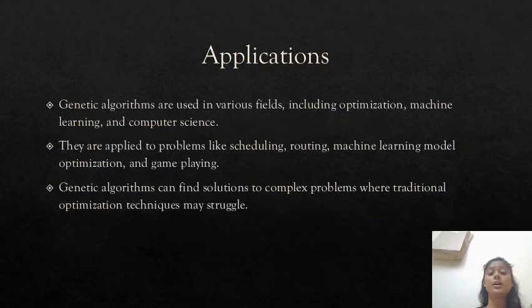Applications. Genetic algorithms are used in various fields, including optimization, machine learning, and computer science. They are applied to problems like scheduling, routing, machine learning model optimization, and game playing. Genetic algorithms can find solutions to complex problems where traditional optimization techniques may struggle.